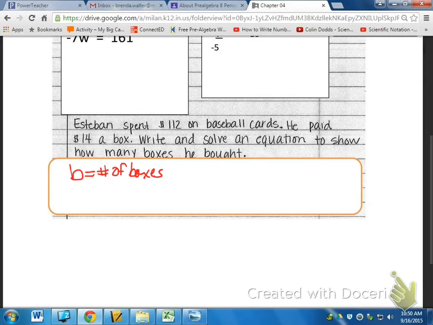He spent a total of $112. So whatever we do, it's going to equal $112. If he paid $14 a box, how could we use that variable B, Braden, and show that we paid $14 a box? Yeah, 14 times B, and he spent a total of $112. So this is now solving the equation. 14 times B. We see multiplication, so what do we have to do, Braden, to solve?